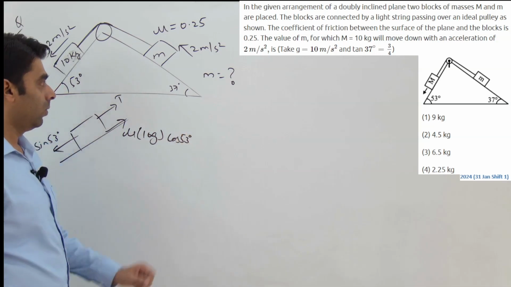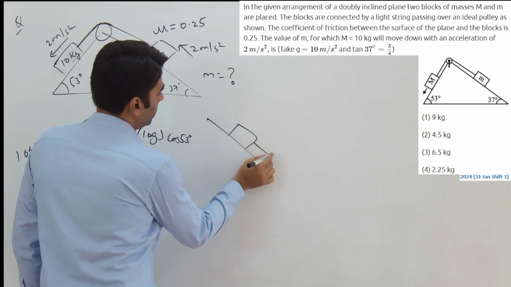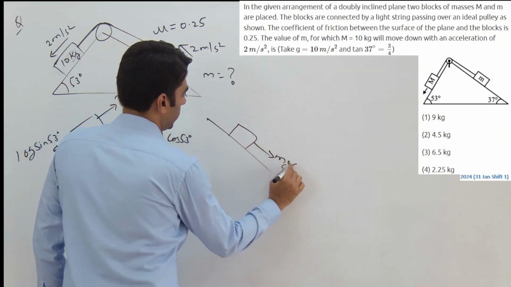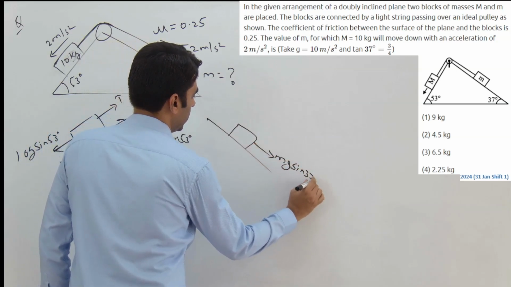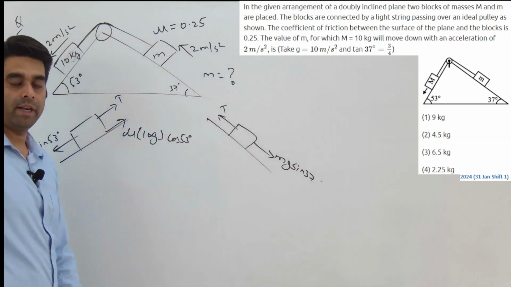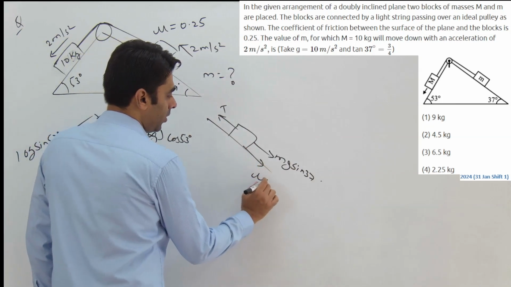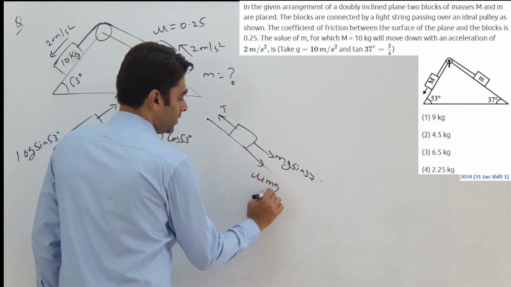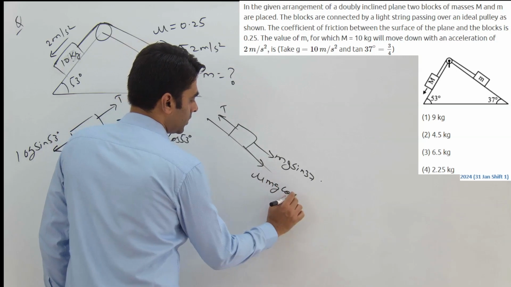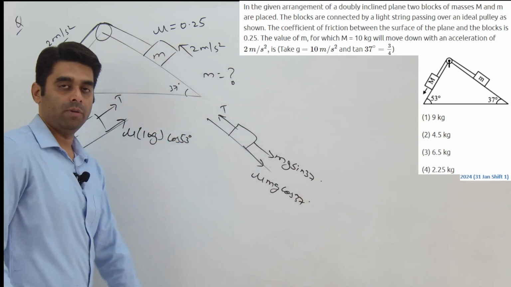Fine. Now FBD for this small m. For small m, mg sin 37 will act down the incline. Tension will be acting up the incline, and because the block is moving in upward direction, the friction will act down the incline. And how much is the magnitude? Mu into normal, which is mu mg cos 37.